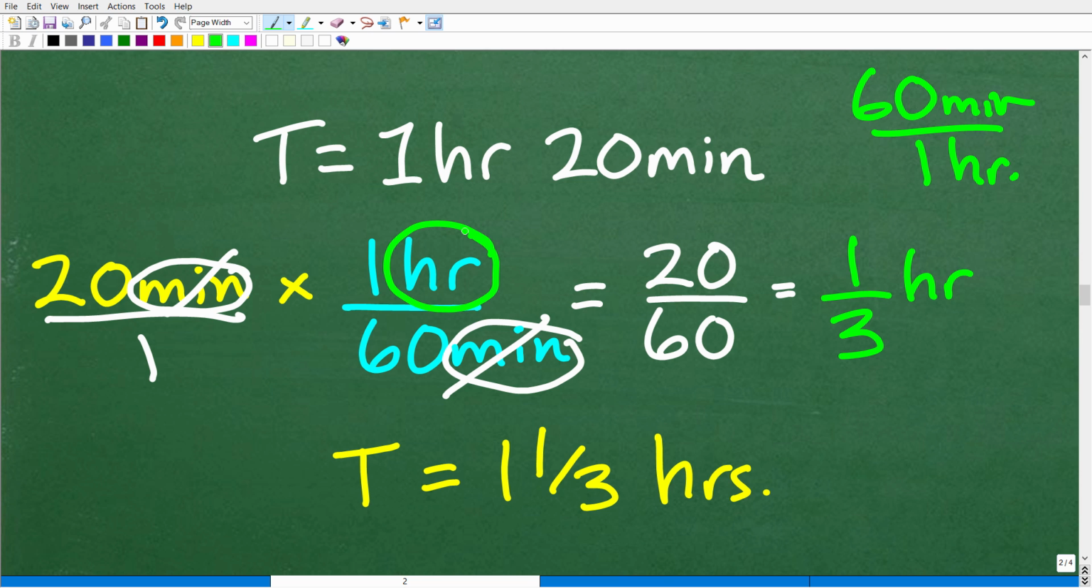So if you're confused about which conversion factor to use, like, should I use 60 minutes to 1 hour or 1 hour to 60 minutes?